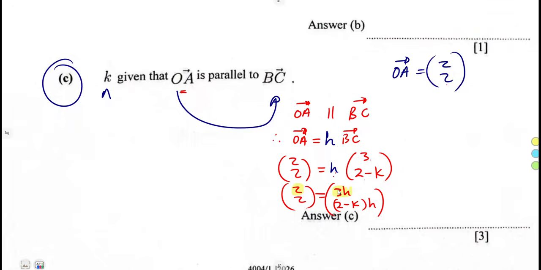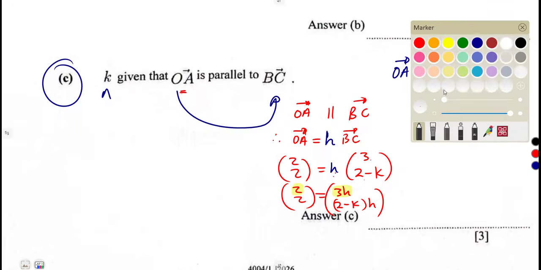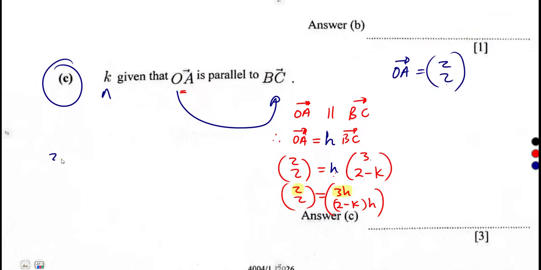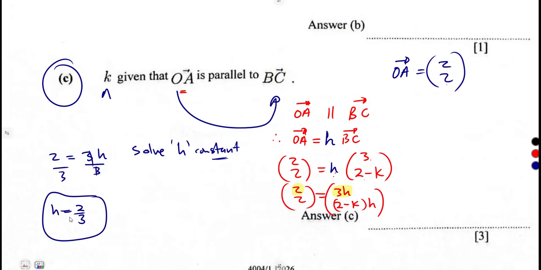Here, 2 is equal to 3H. So you can solve for H. 2 is equal to 3H. Then you can solve for H, which is our constant. So simply divide by 3 here. So H is equal to 2 over 3.